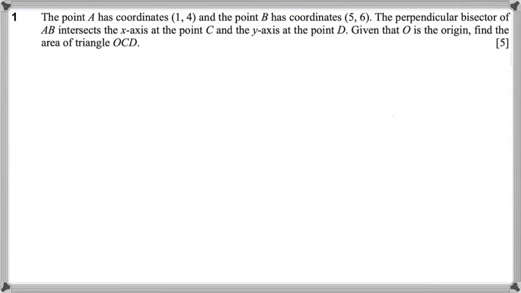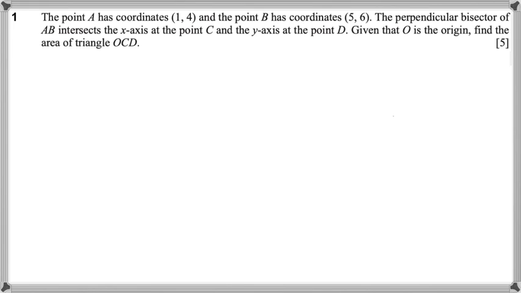Question 1. The point A has coordinates 1, 4 and the point B has coordinates 5, 6. The perpendicular bisector of AB intersects the x-axis at the point C and the y-axis at the point D. Given that O is the origin, find the area of triangle OCD.